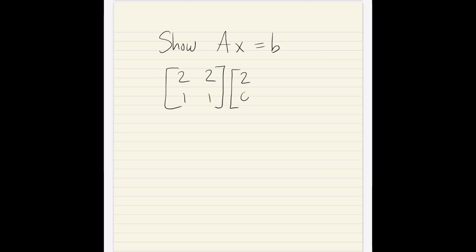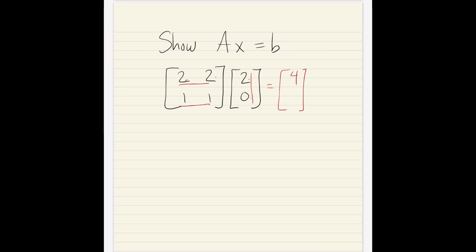And now we want to show that A times x is equal to b, and we'll just do this with straight matrix multiplication. So we have the matrix [2, 2; 1, 1], and we'll multiply that by the vector (2, 0), the sum of x1 plus x naught. Then just doing straight matrix multiplication, we get row 1 times column 1: 2 times 2 is 4, plus 2 times 0, that's 0. 4 plus 0 is 4. So that's row 1 of our vector.